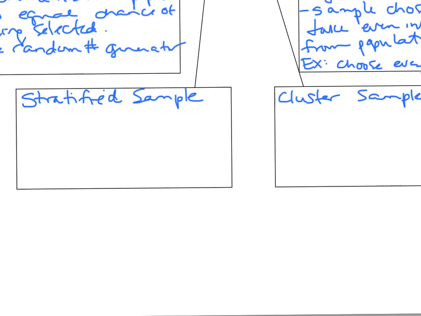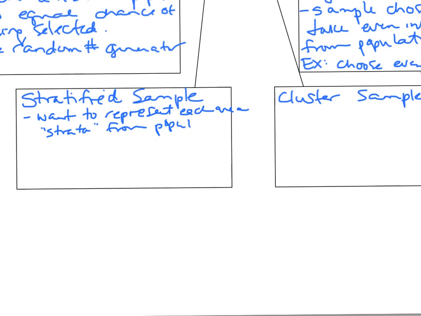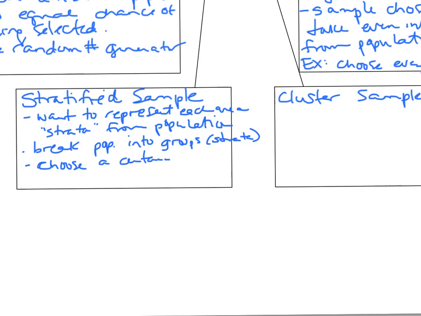So let's just kind of write down what we just said. So a stratified sample, you use it when you want to represent each area of the population. Because in a stratified sample, you take some from each area, or what we call strata, from the population. Okay, so you break the population into groups. What I mean by that is the population was already broken up into majors. These again are called my strata. And then you choose a certain number, and here's the key word, from each of the strata to form your sample.